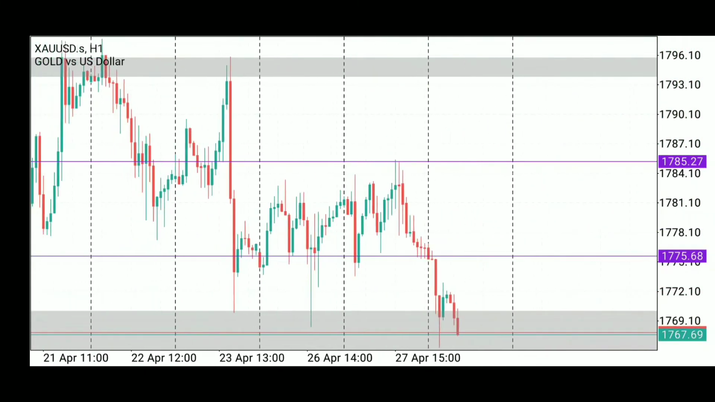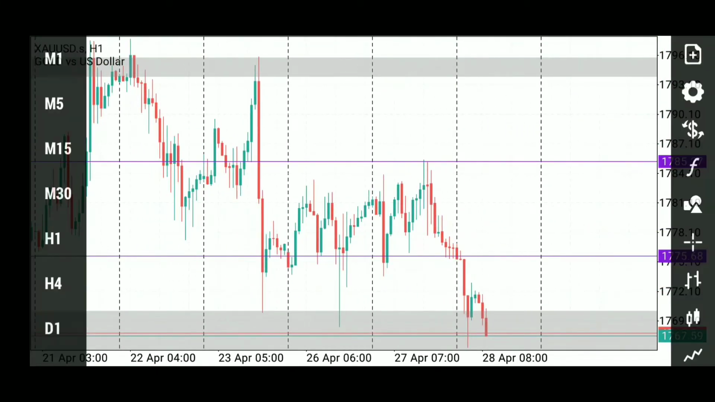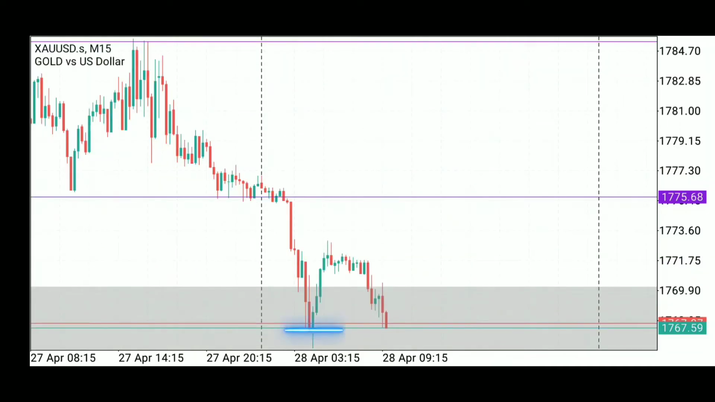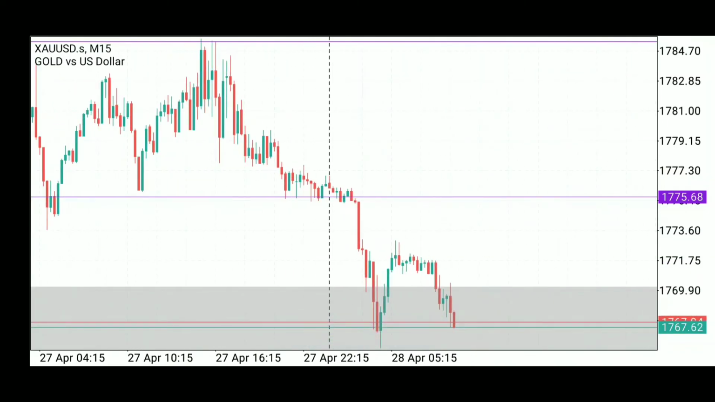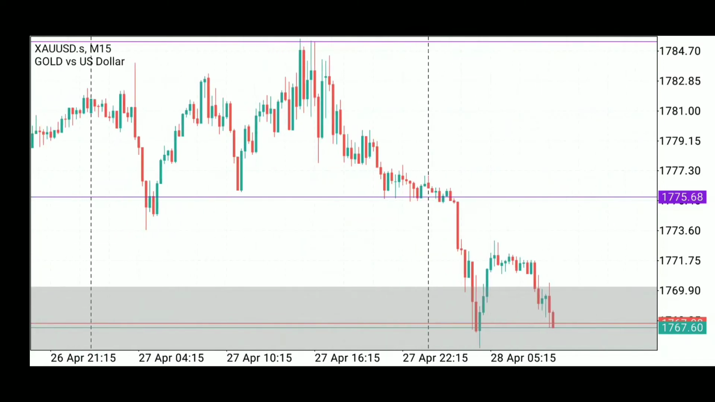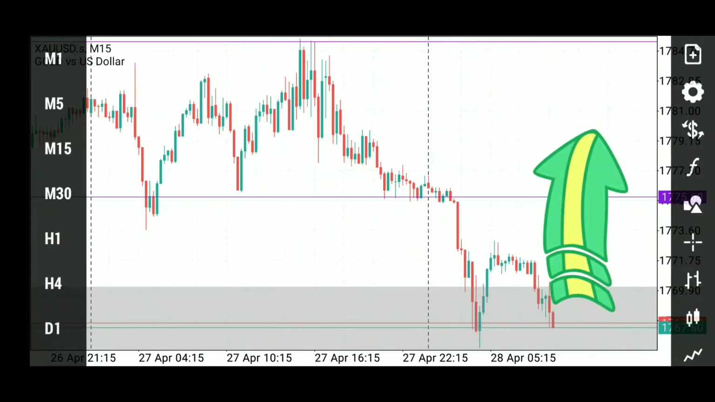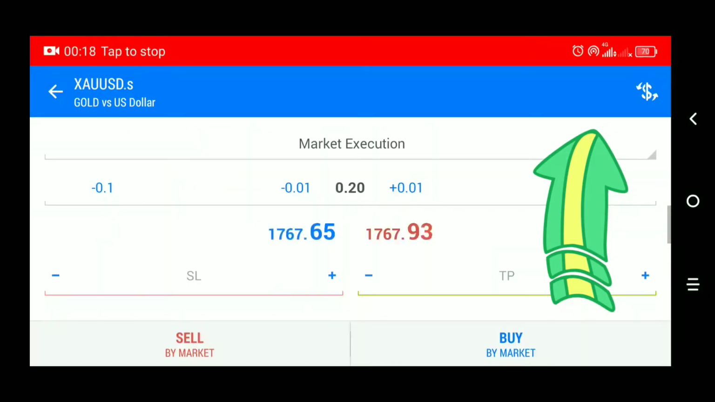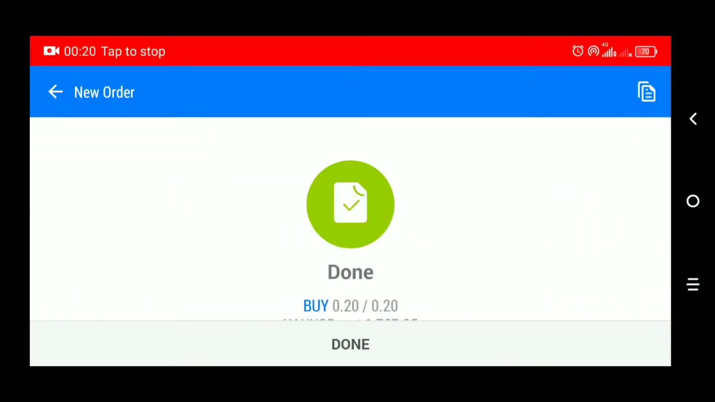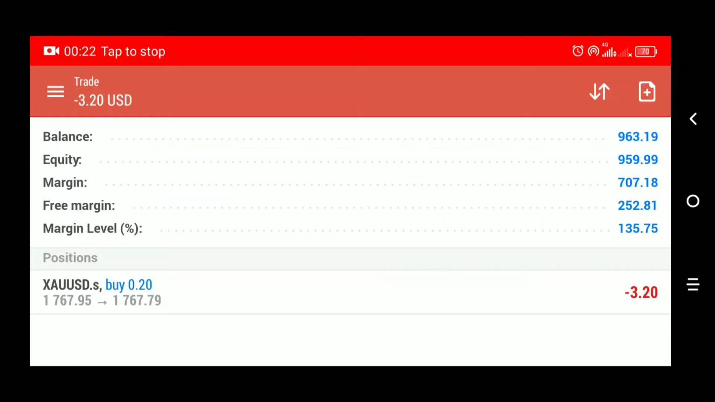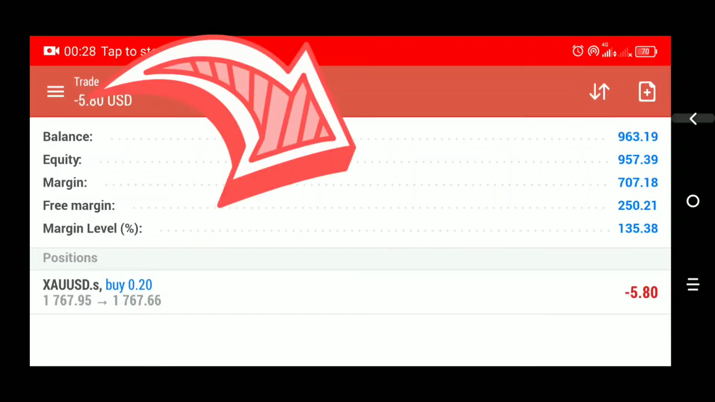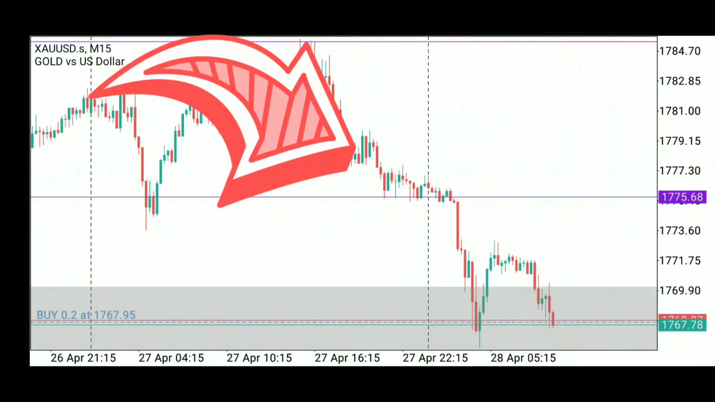So in this position, this formation, it's the right time to enter a position. So let's enter one position at a time. Okay, so I buy a lot of 0.2. We leave it that way and let's see what happens later on.